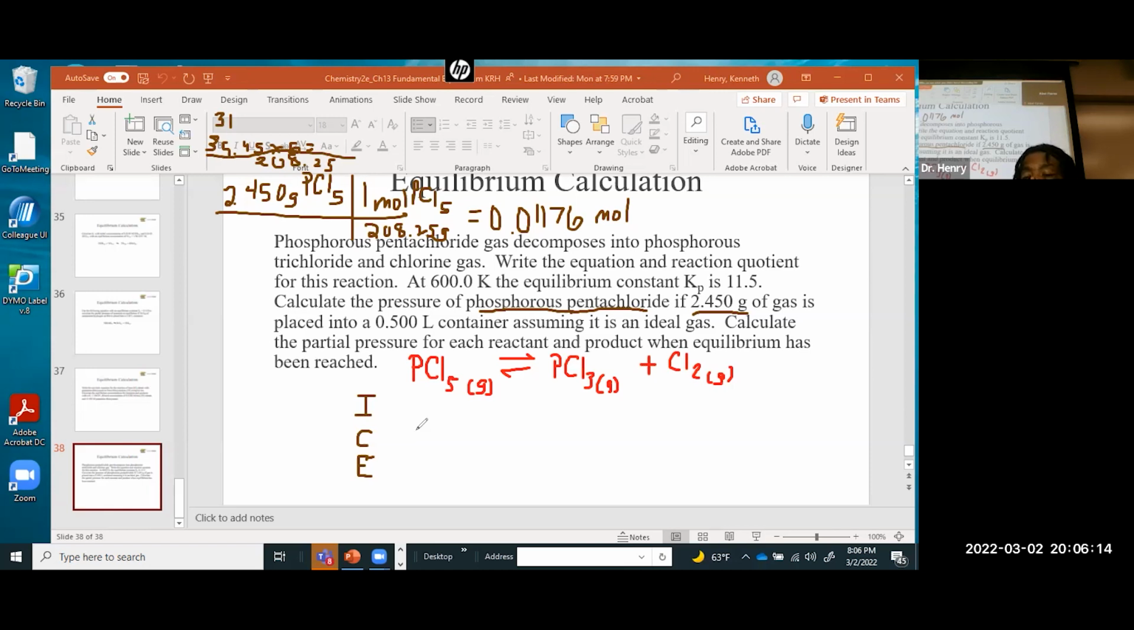And it says, assuming that it's an ideal gas. What does that tell me? Ideal gas law. What is the ideal gas law? PV equals nRT. Okay, so we want the pressure, right? So then we know that pressure is going to be P equals nRT divided by V.